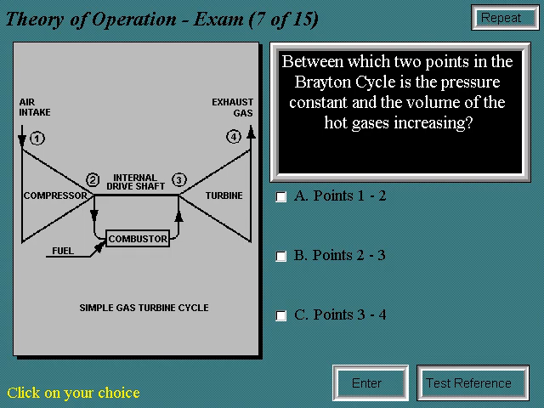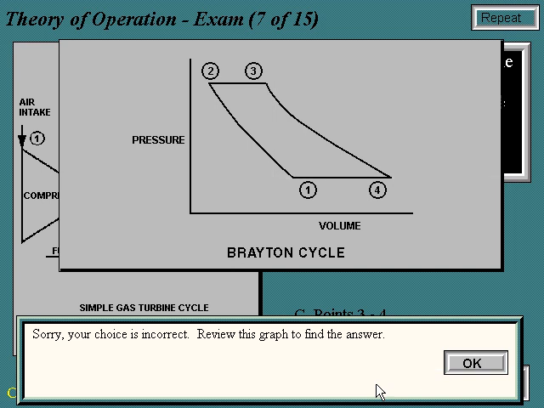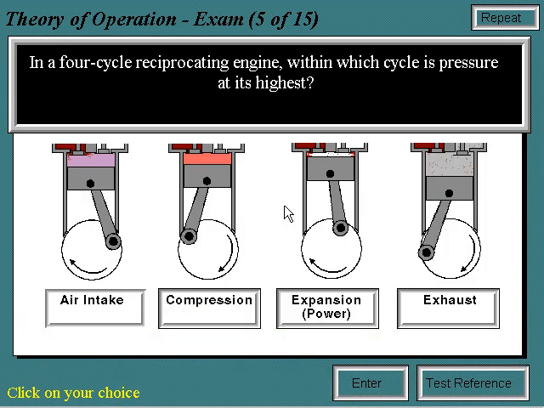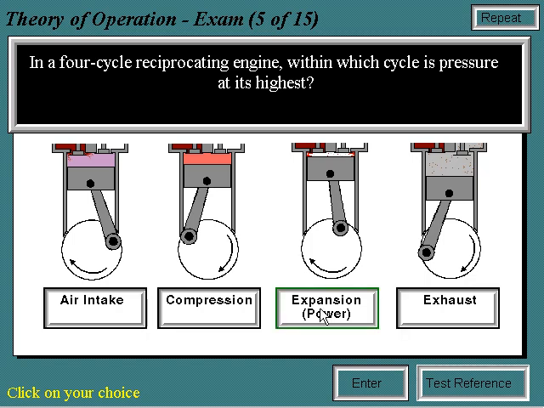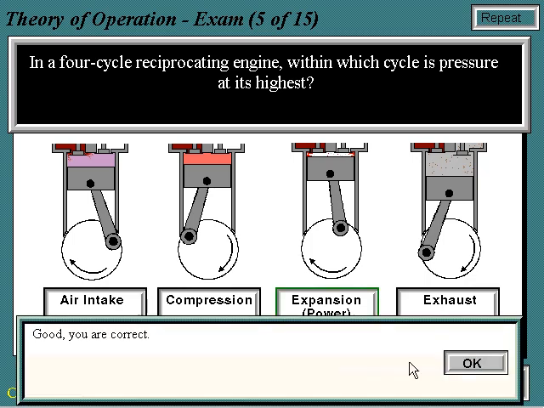Between which 2 points in the Brayton cycle is the pressure constant and the volume of the hot gases increasing? Sorry, your choice is incorrect. In a 4-cycle reciprocating engine, within which cycle is pressure at its highest? Good, you are correct.